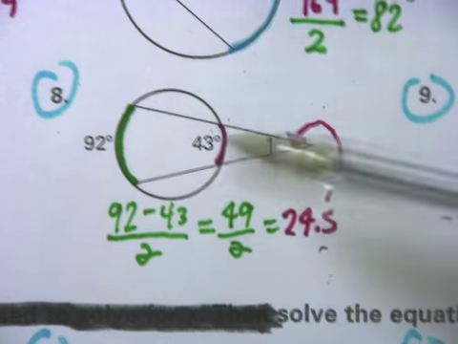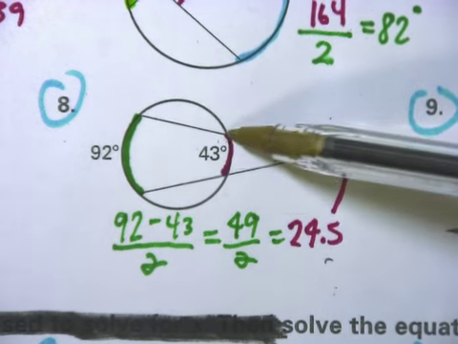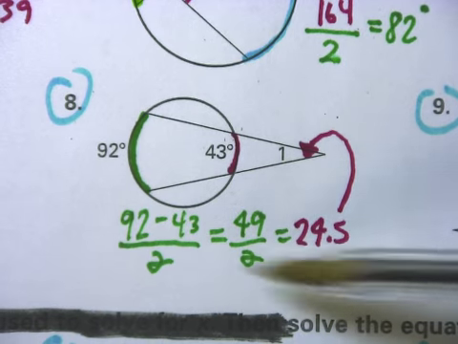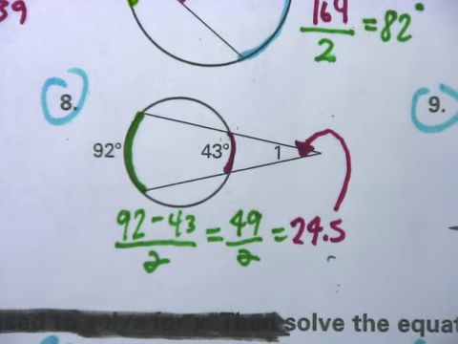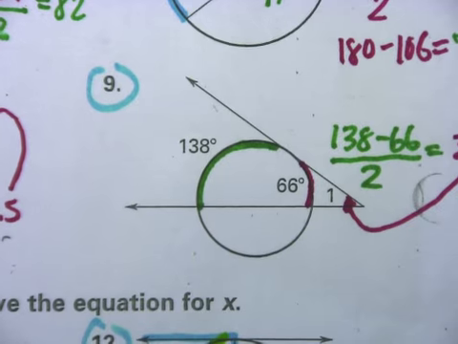degrees. Question number 8, similar type of question. I know this arc here is 92. This is 43. I subtract them, divide by 2, and I get 24.5.